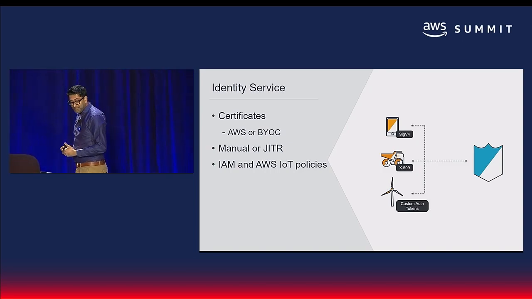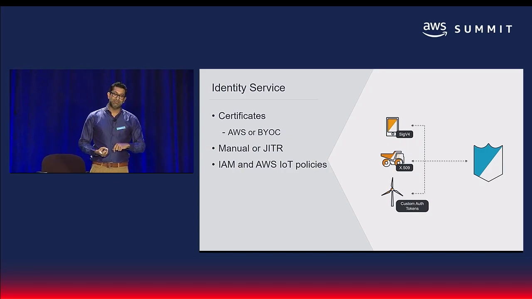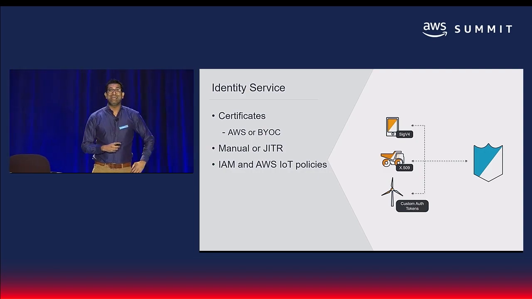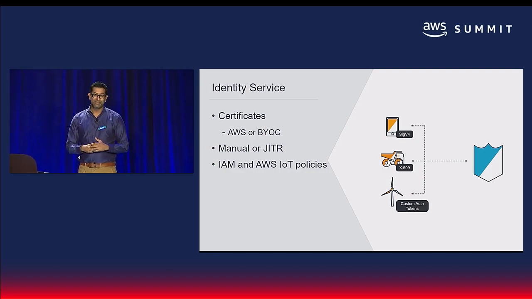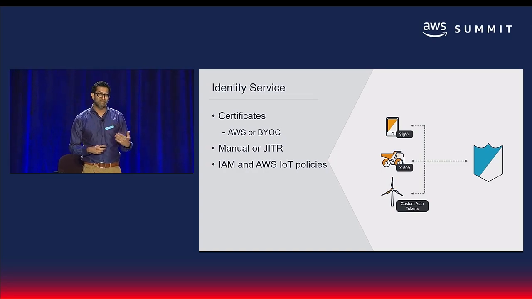And we go one further. Once you're connected to the cloud, what can you do with these devices? That's where IAM and AWS IoT policies come in. IAM stands for Identity and Access Management. That is the process we have in place so that when you're connected or logged into the AWS console, you have access to AWS resources.